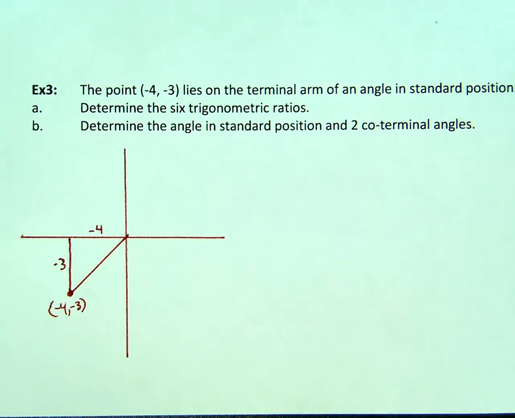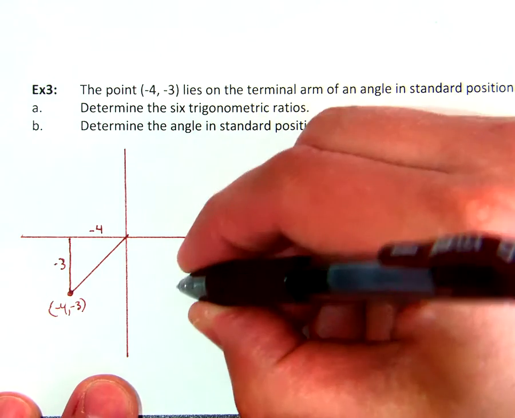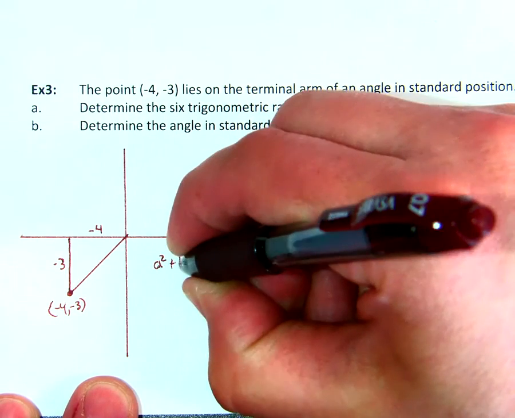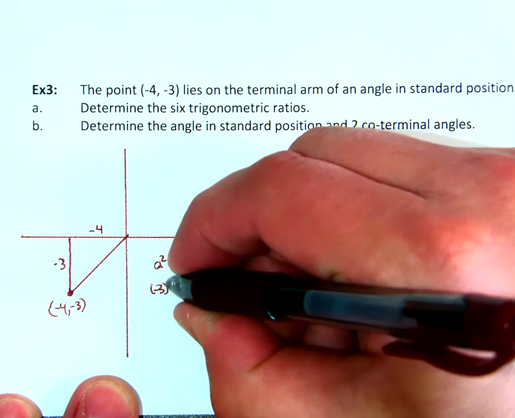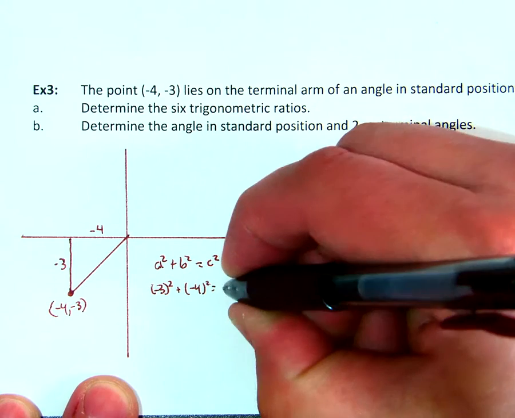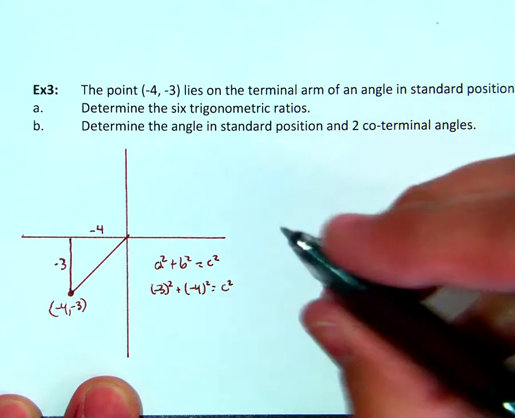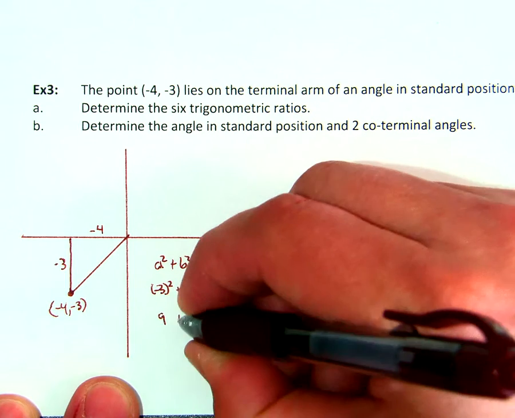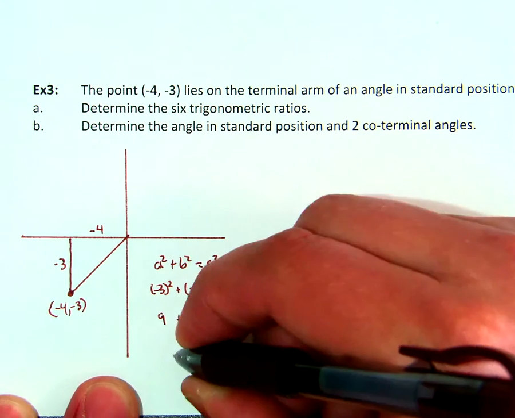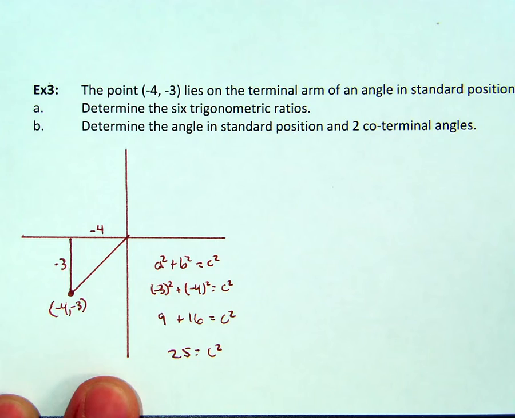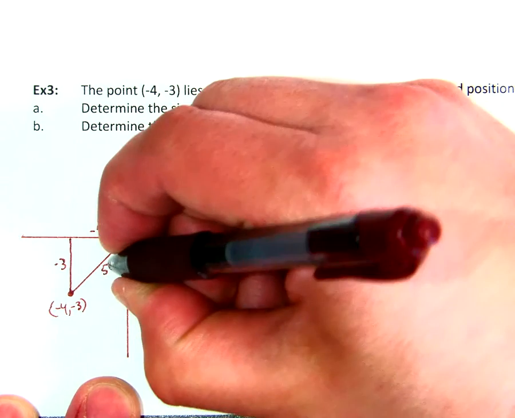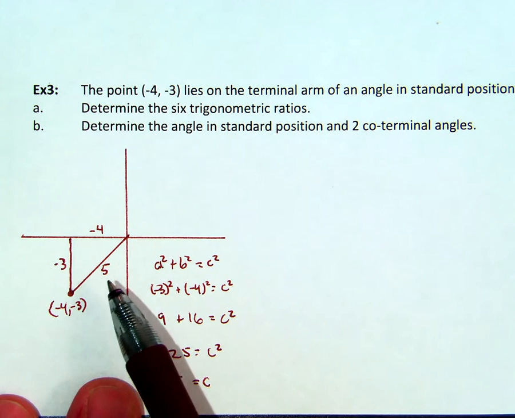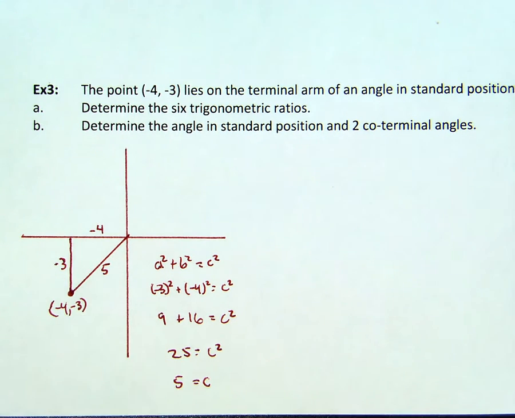Then I need to figure out the length of the hypotenuse, and I can use the Pythagorean theorem for that. So a squared plus b squared equals c squared. I would have negative 3 squared plus negative 4 squared equaling c squared. Save some steps for you. This will be 9 plus 16 equals c squared, which gives you 25 being c squared, and then square root to get 5. So c is 5, which means this side here is 5. As we talked about in class, the hypotenuse is never negative, so that would always be positive 5.